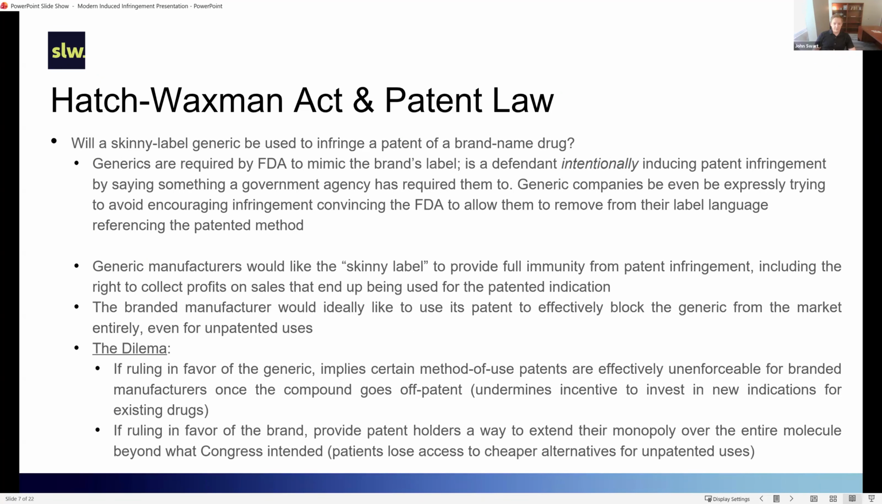So if we rule in favor of the generic companies in some of these fact patterns that we'll walk through shortly, this will weaken method of use patents. And if we rule in favor of the brand, we provide patent holders a way to extend their monopolization over what the patent was originally intended for, maybe along to unpatented uses. So it is actually quite the dilemma.